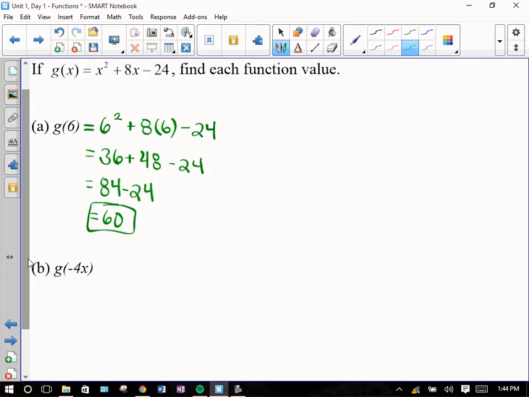Now, what you guys are going to see a little bit of is where we don't have just numbers. We actually have a variable in there. Okay? So we define g of negative 4x. What are we doing? Instead of replacing x with 6, we're replacing x with negative 4x. Replacing it with all that stuff. So instead of x squared, it's going to be negative 4x squared. Notice I put everything in parentheses. Instead of plus 8 times x, it's going to be plus 8 times negative 4x. And then I still have the minus 24.